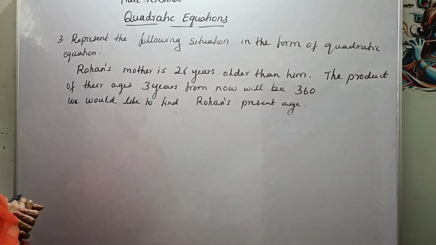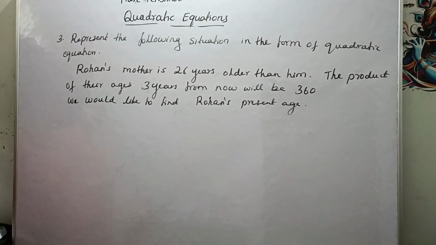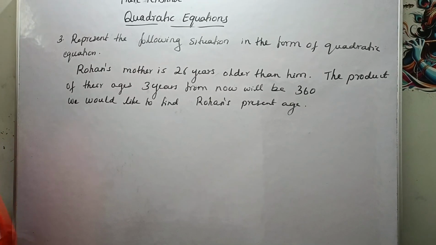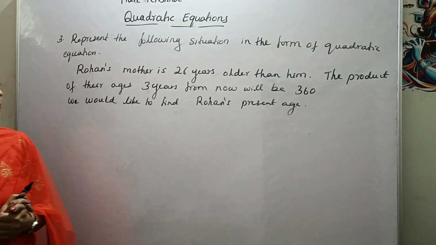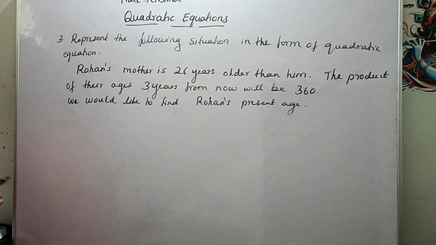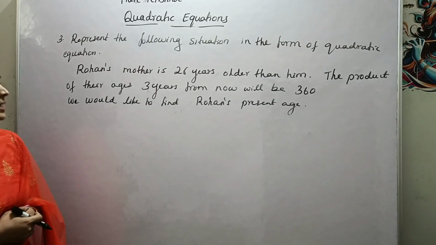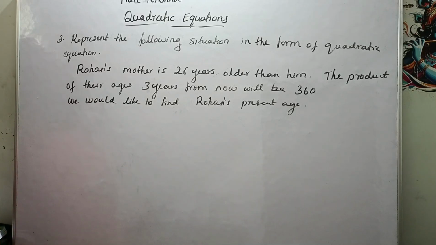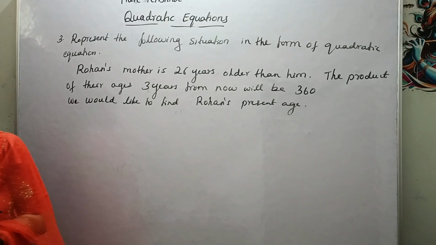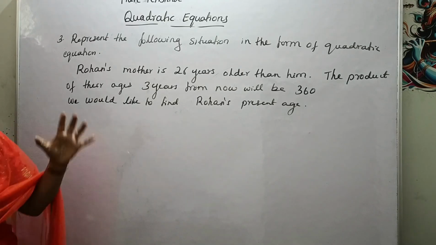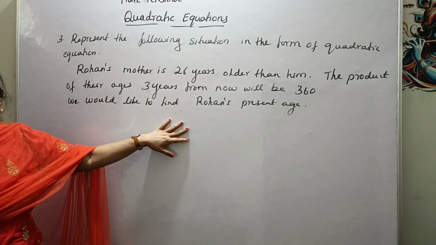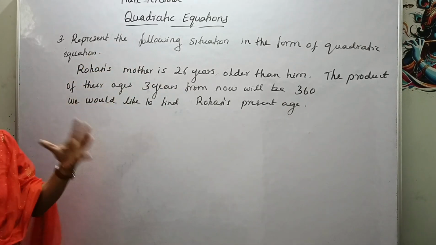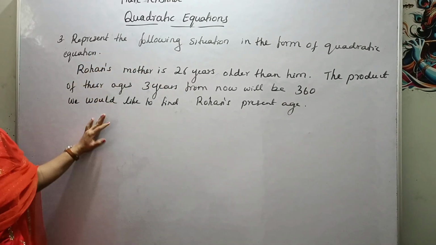Look at the next question. Represent the following situation in the form of a quadratic equation. Rohan's mother is 26 years older than him. The product of their ages 3 years from now will be 360. We would like to find Rohan's present age. So here we don't need to find the age of Rohan. We have to form a quadratic equation from this.